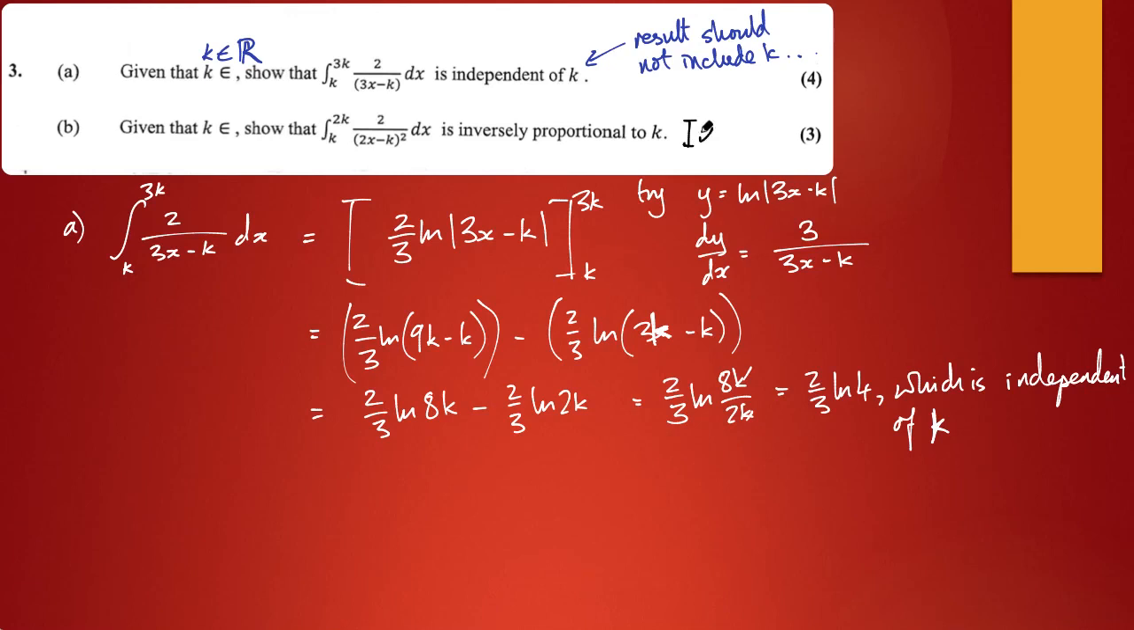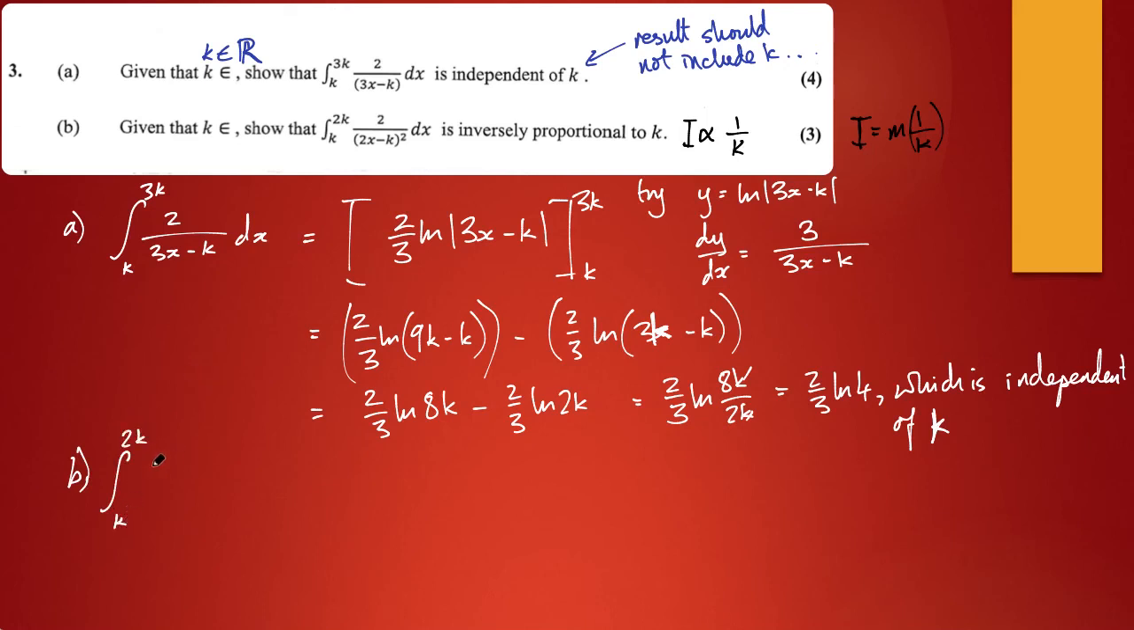Let's just think about what this means. The integral, which I'll just call I, should be proportional to 1 over k, and therefore should be equal to some multiple, I'll just call it m, times 1 over k. That's what I'm hoping for if I'm going to show that it's inversely proportional to k. But again, to show that, we're actually going to have to do it to get that result.